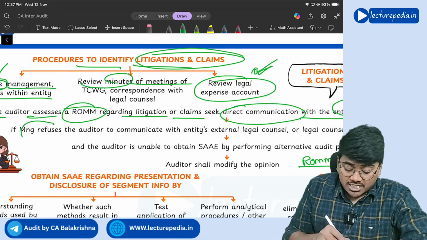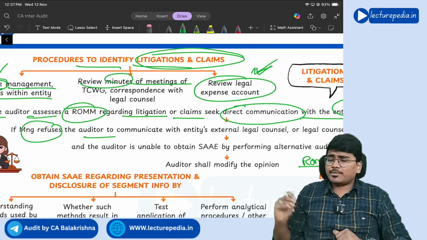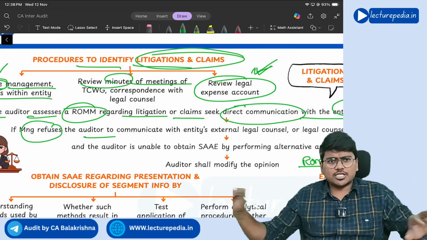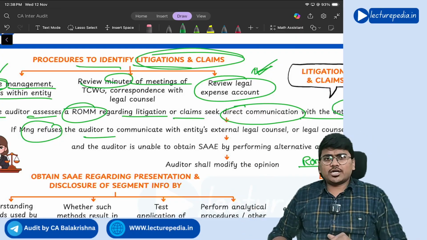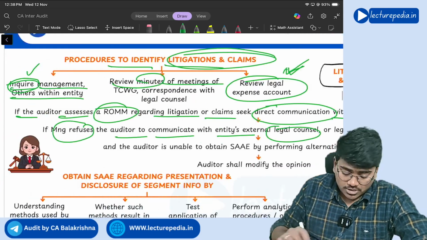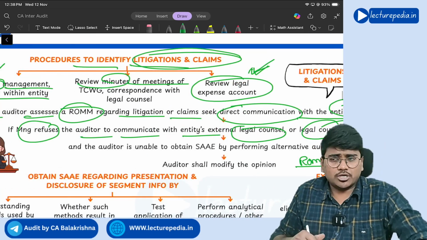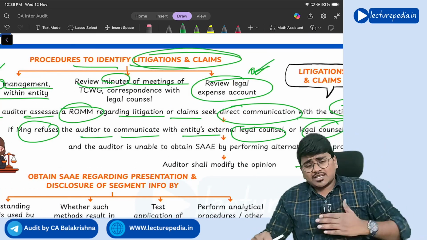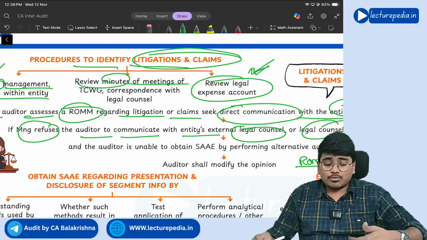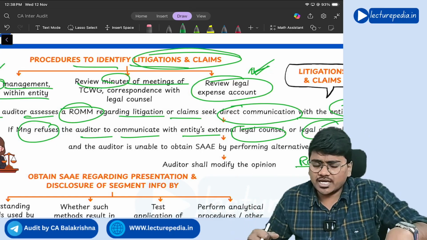If management refuses: the auditor wants to directly consult with the lawyer, but management is not giving access to the lawyer. Management is saying, auditor, you should not speak with the lawyer. Or the lawyer is also not responding to the auditor. In this situation, where the auditor tries to communicate with the entity's external legal counsel, and management is refusing or the legal counsel himself is refusing to respond, the auditor will see whether he can perform any alternate audit procedures to obtain evidence about the completeness of these litigations and claims, apart from speaking to the external legal counsel.